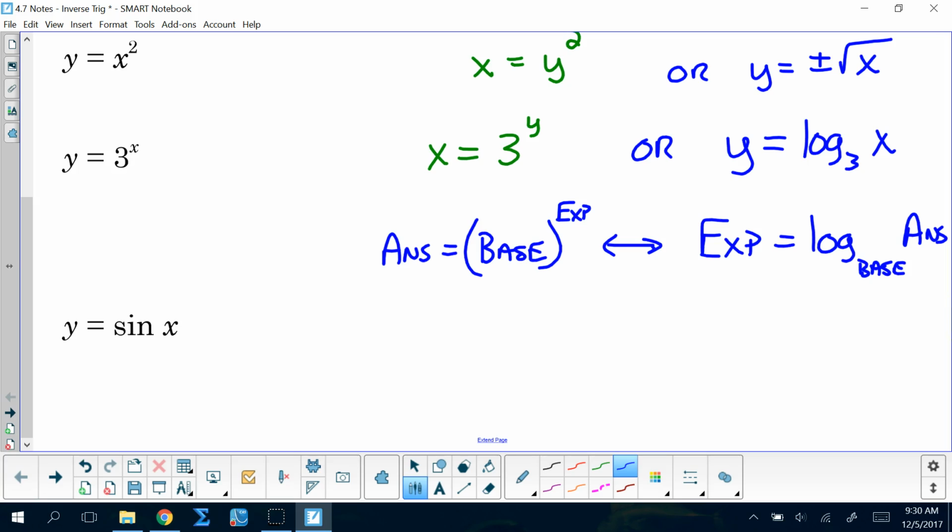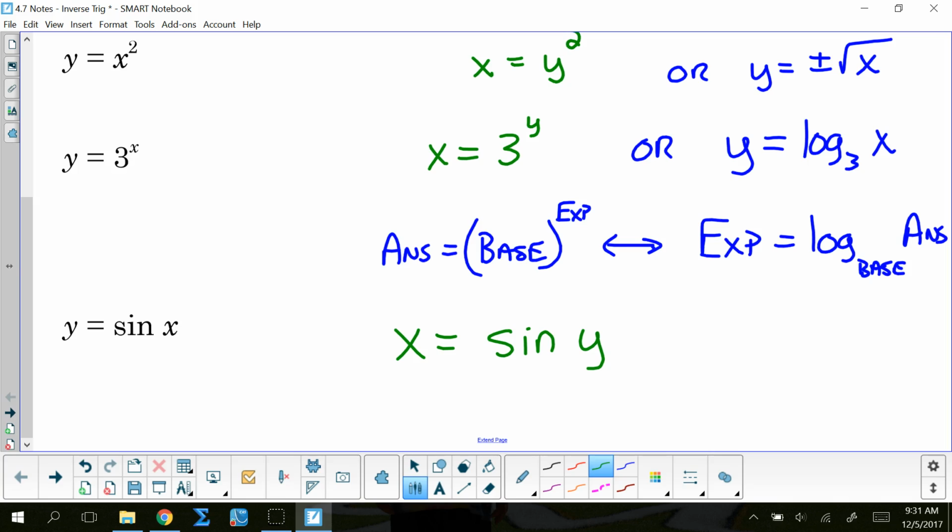Let's kick it up another notch. Y equals the sine of x. First step, switch the x and the y. So this becomes x equals the sine of y. Now I got to solve for y, right?